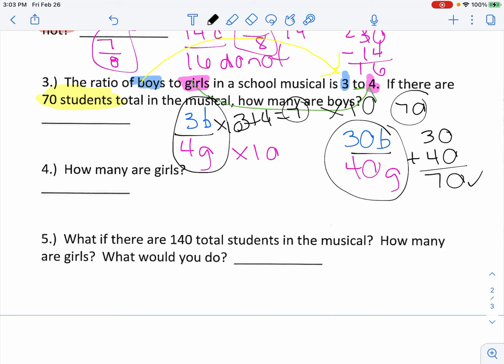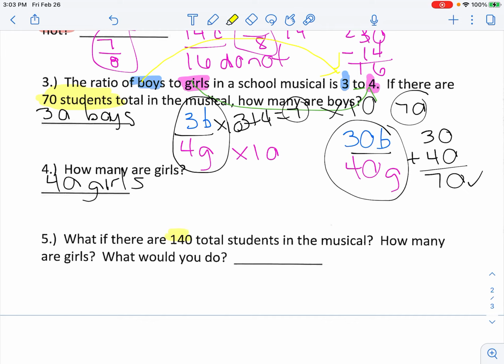So how many boys would there be? 30 boys. How many are girls? 40 girls. All right, last one.